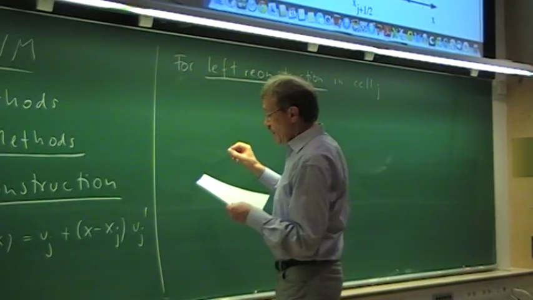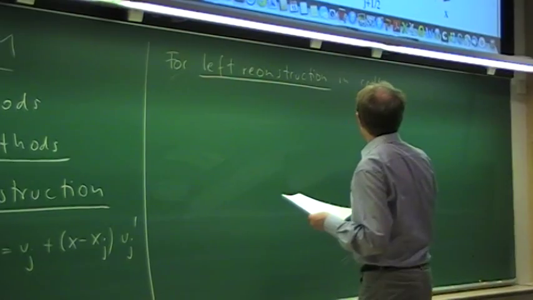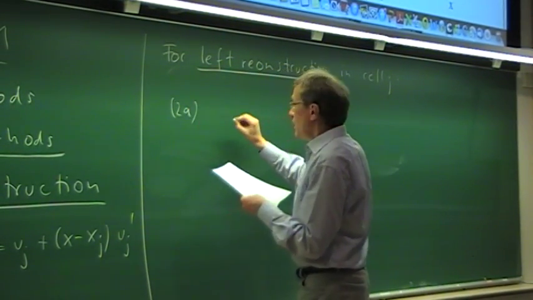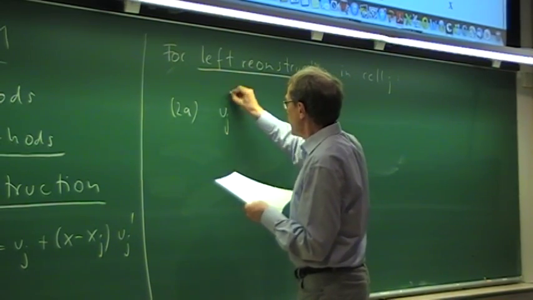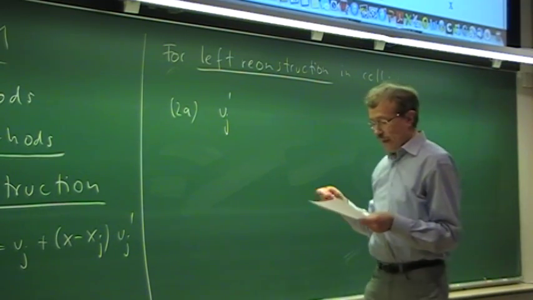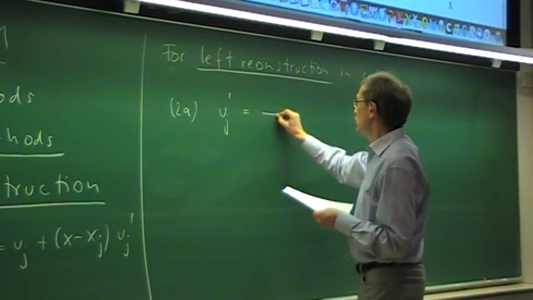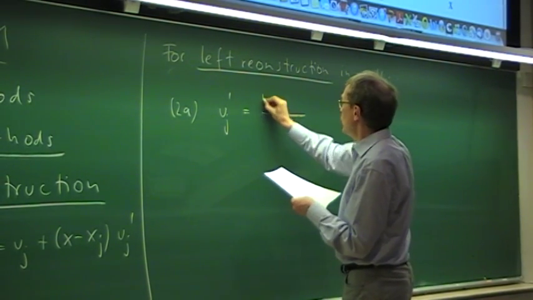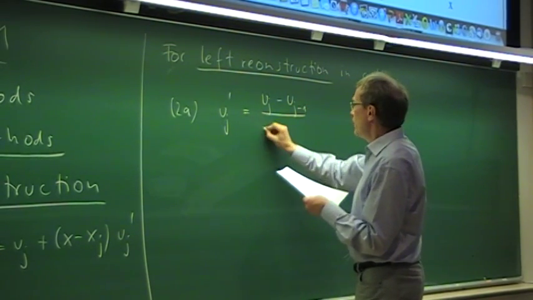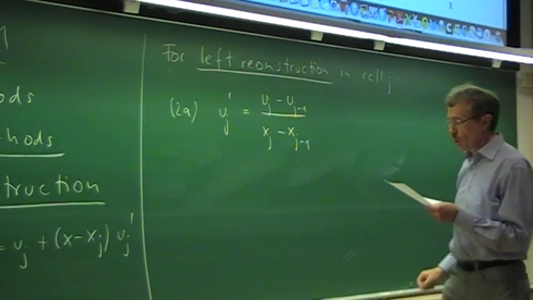And there it is common to use in equation 2a the following: we approximate the derivative, the slope, in the cell J by the left neighbor. So we take the left neighbor into account, uj minus uj minus 1, and divide by the distance. Then we have a valid approximation of the slope.